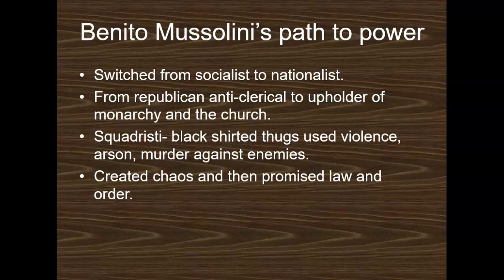Now, his path to power included the Squadristi, which were a group of black-shirted thugs, generally veterans of World War I, who really had a hard time giving up the violence of World War I. And they use tactics of violence and intimidation, burning things, killing people, and so on, who were their political enemies. Mussolini started to create a lot of chaos in Italy and then promised the Italian people that he was the one who could keep law and order as long as he was given power.